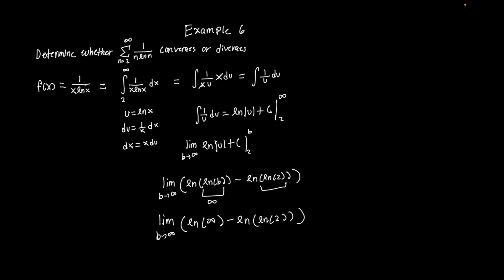So we know natural log of infinity is just equal to infinity, right? And we know that natural log of 2 is some number. So this is going to be infinity minus a small number, right? So we can write infinity minus a number. And infinity minus a number is just equal to infinity. So we don't need to know what the natural log of 2 is, because we know the first term is infinity. Therefore, we know that this integral diverges.